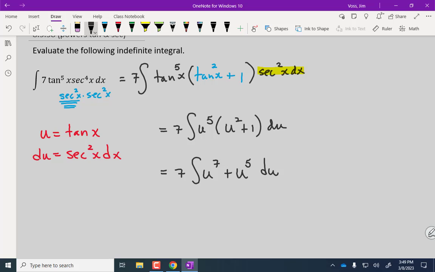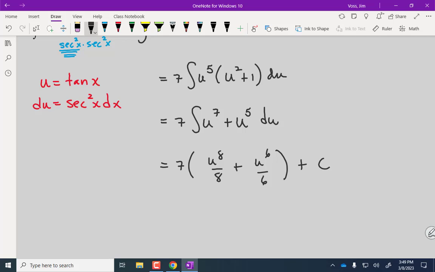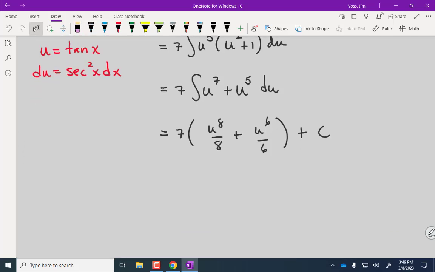And these integrals always end up just being integrals of powers of u, so not anything too complicated. So u to the 8 over 8 plus u to the 6 over 6 plus c. Distribute the 7, replace the u with a tan. So we're going to get 7 over 8 tan to the 8, plus 7 over 6 tan to the 6.